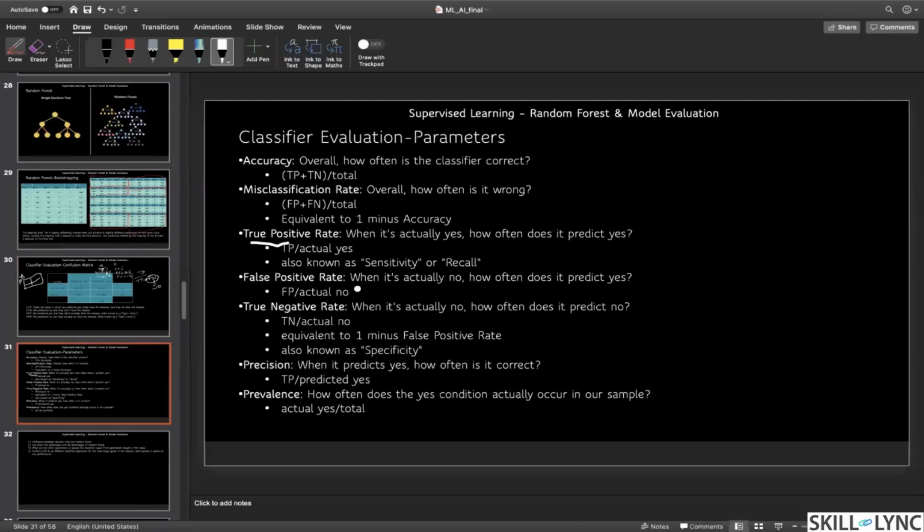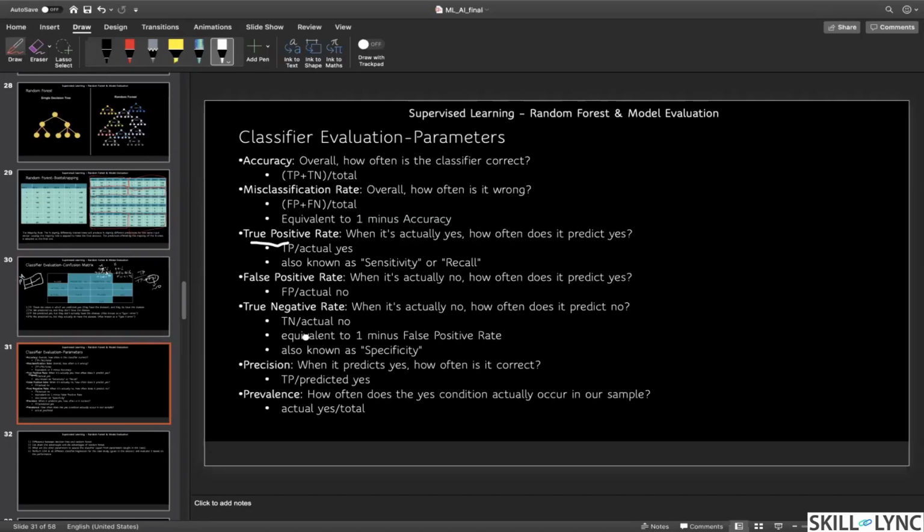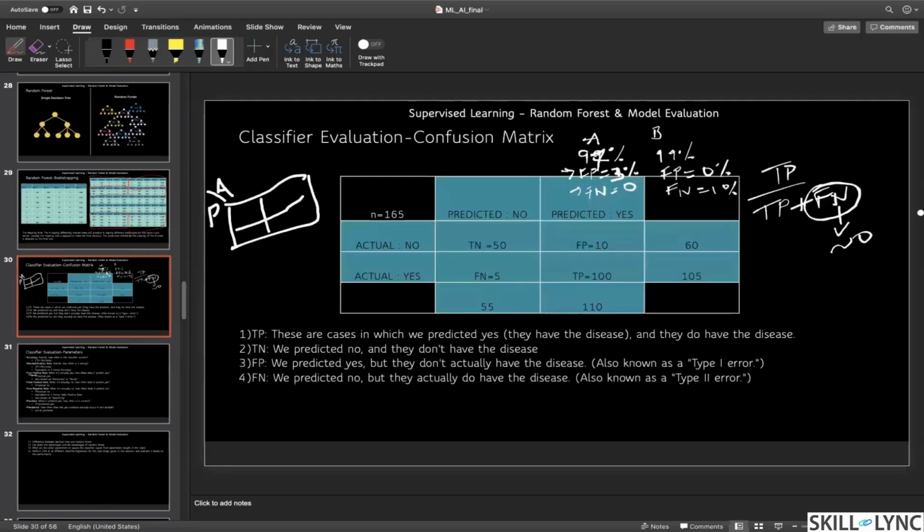Now let's go with false positive rate. When it is actually no, how often does it predict yes? So false positive divided by actual no's. So that means, what will this be? False positive divided by true negative plus false positive.